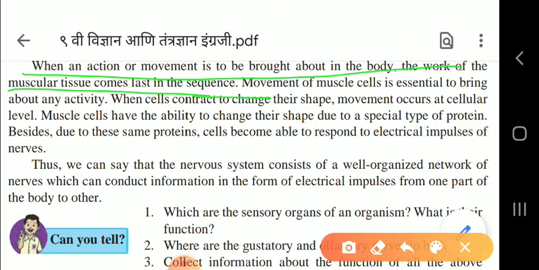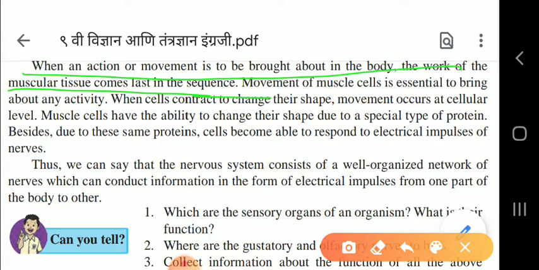Now movement of muscle cell is very essential for the movement or any activity of our body. So when cells contract to change their shape, the movement occurs at the cellular level. That means first of all the cell will show the movement, then only the muscle will show. Muscle cells have the ability to change their shape due to the special type of proteins which is present there.